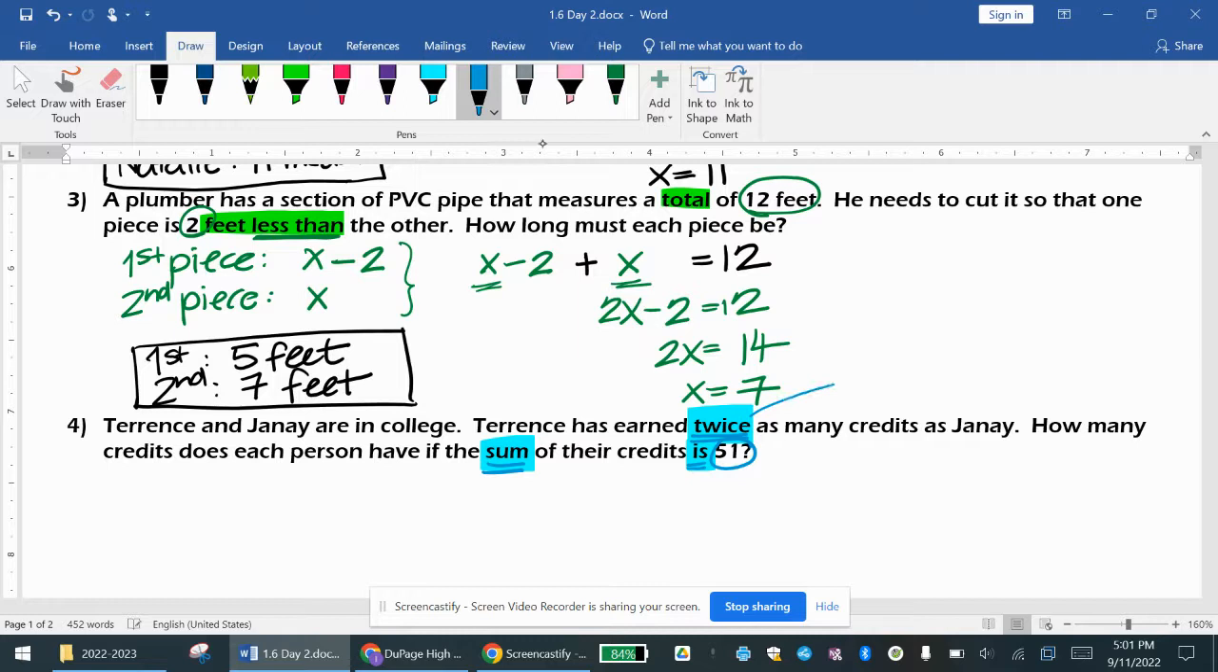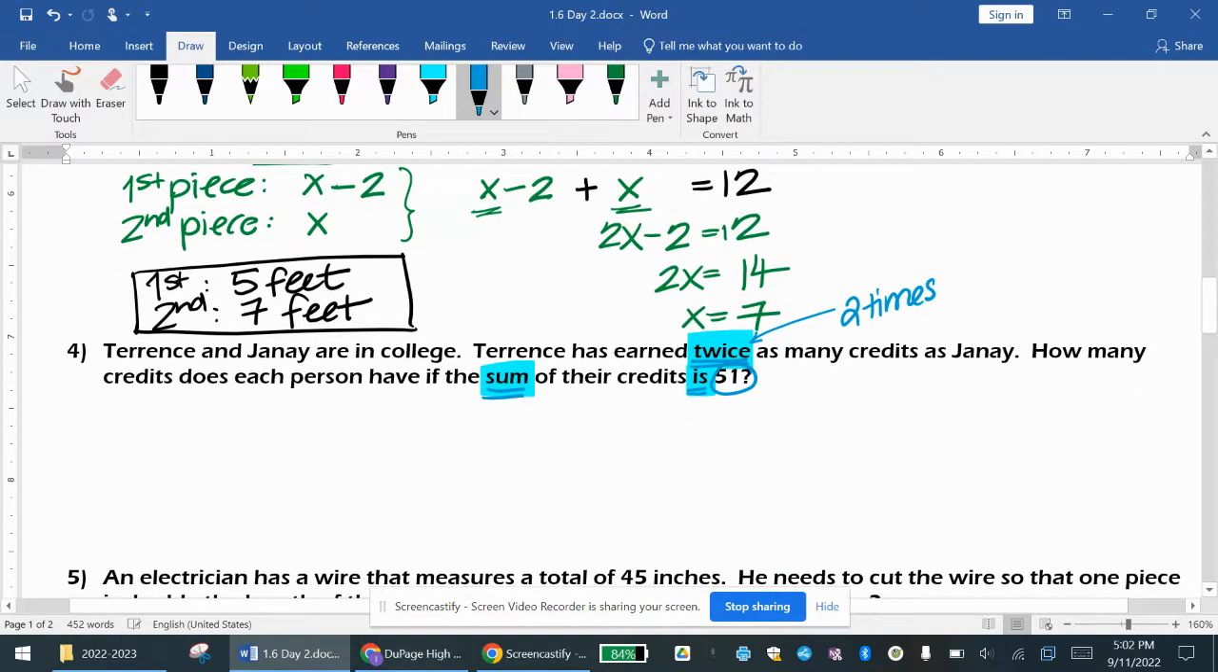Now, when someone says twice as many, that means, for example, if you have 3 pieces of gum and I have twice as many, that means I have 2 times as many. So 2 times. Remember, if you have 3 pieces of gum and I have 2 times as many or twice as many, that would be 6. Okay, so let's set up our equations.